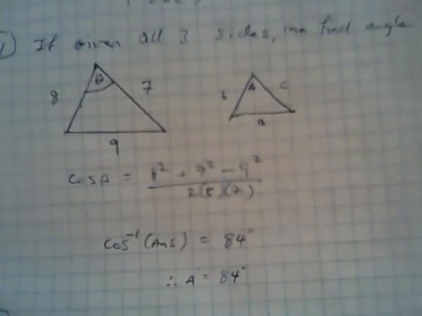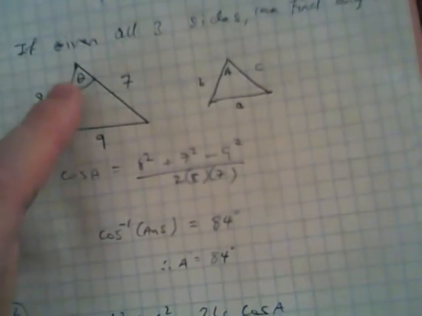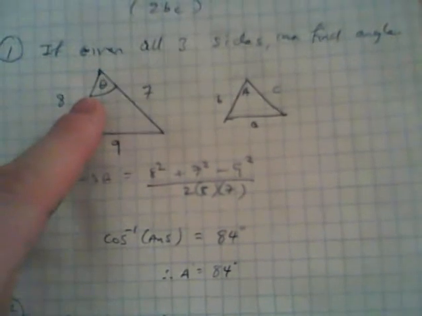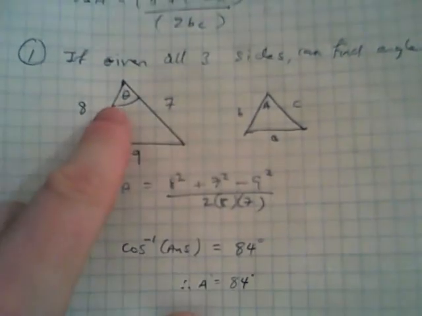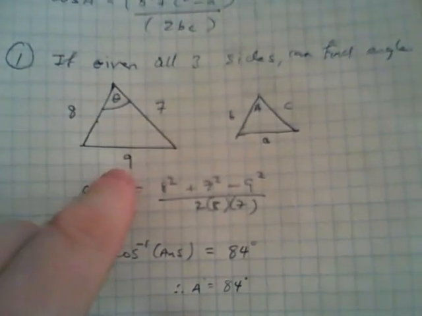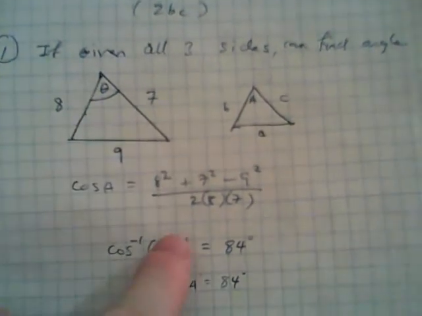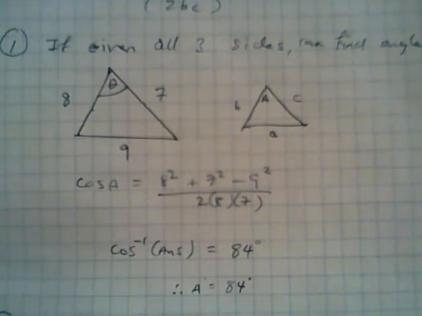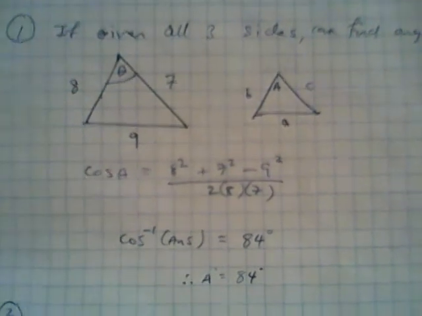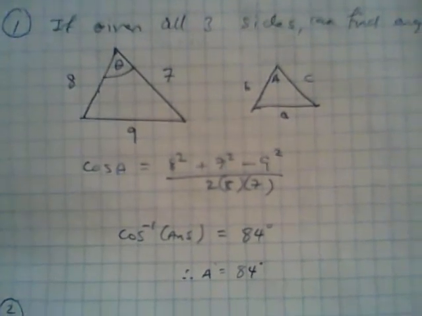In this example here, I've been asked to find this angle. So again, you might want to draw a little model and say, okay, if that's the angle A, then this is going to be little a, right? So I've just set everything up there. B and C, it doesn't really matter which way around those go, as long as you recognize that B and C are 8 and 7.